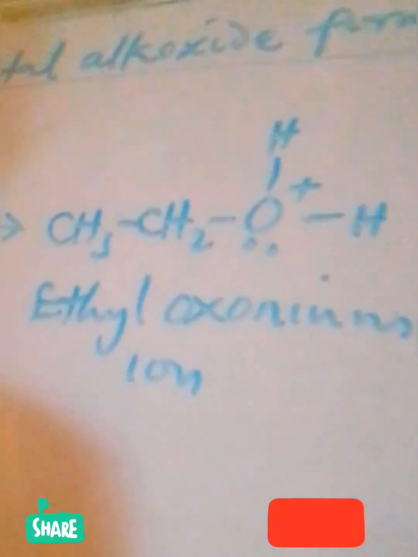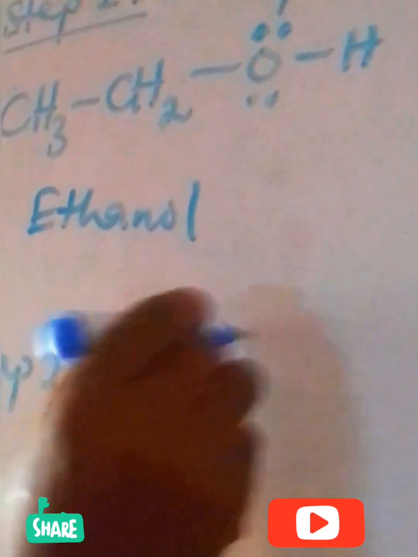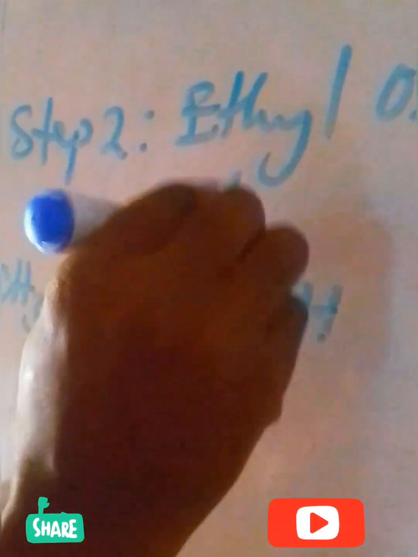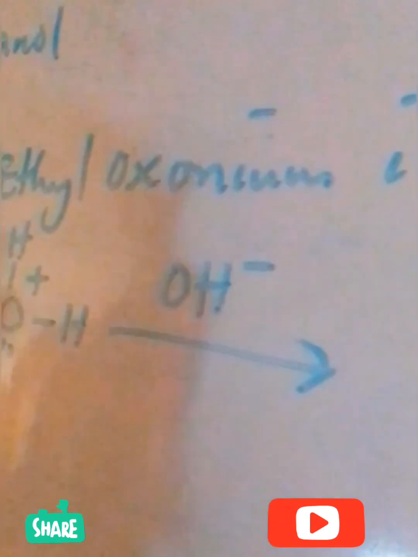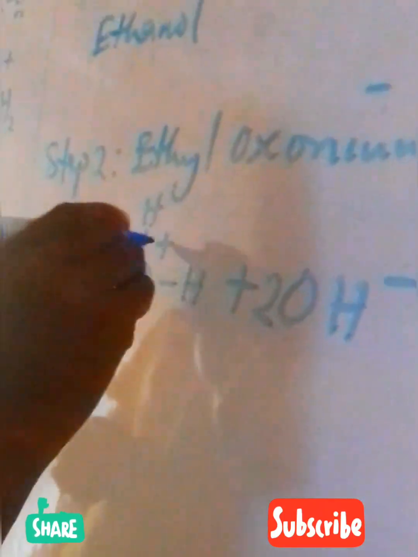Once this ethyl oxonium ion is formed, it will enter step 2. Step 2 is where ethyl oxonium ion reacts with OH minus from the alkaline environment. So it will react with OH minus. The positive charge here will attract this electron, and the proton will go. This proton will also go, and join OH to form water and ethoxide ion, CH3CH2O.